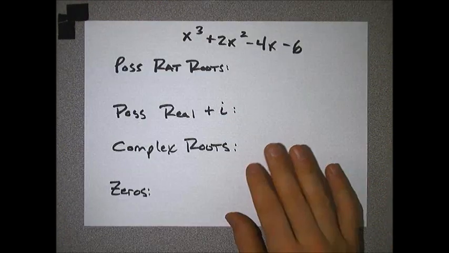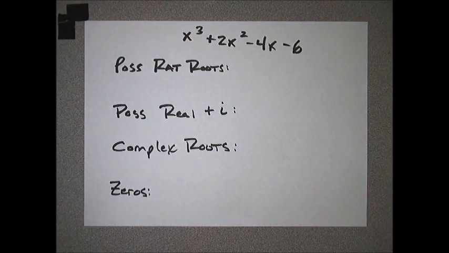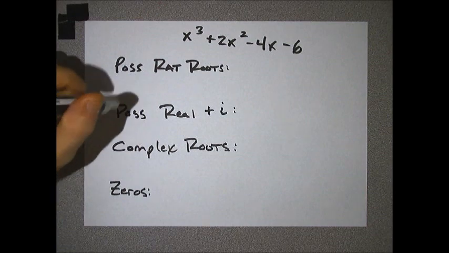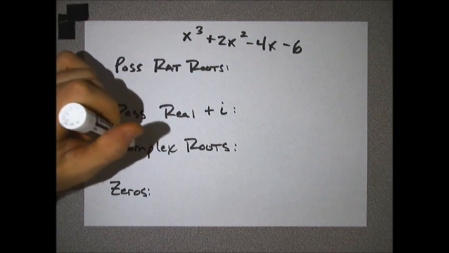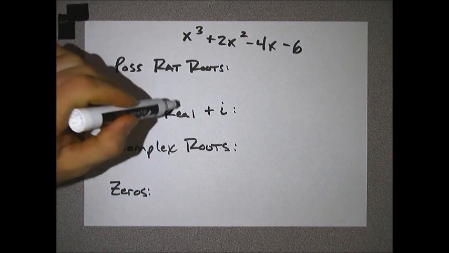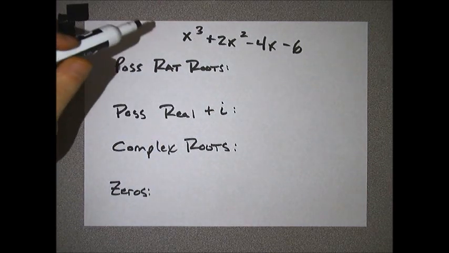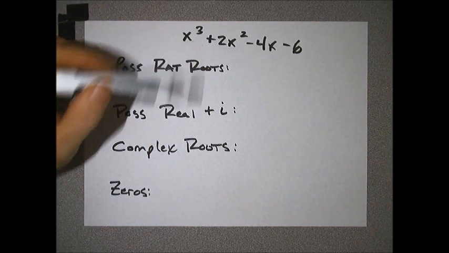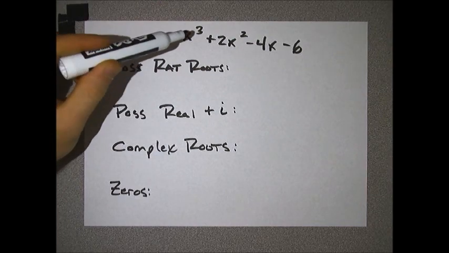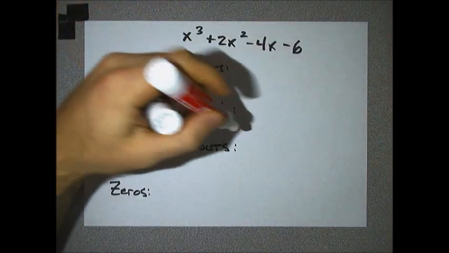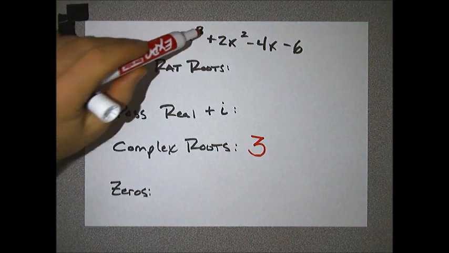Okay, so this is number 10. They give you a polynomial. They ask you to find a whole bunch of stuff here. They ask you to find possible rational roots, possible real plus imaginary, complex roots, and zeros. So the one I'm going to start with is complex. If you remember that theorem we learned, complex is the combination of real and imaginary, right? And we learned that whatever your degree is, that's how many complex roots you have. So in this case, my degree is 3, so there would be 3 complex roots.